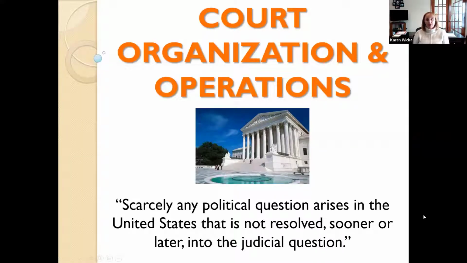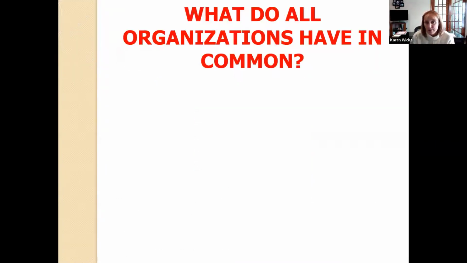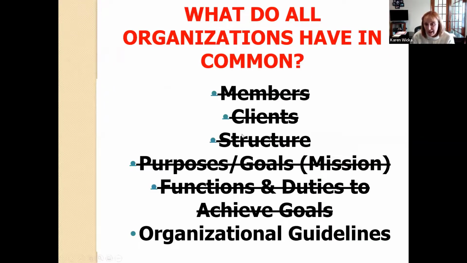Okay, so when we talk about courts, in the last class, we talked about their organization and their structure. So we went through all of the main requirements, all the different parts of an organization, and we talked about how each of those fit into the different parts of the court, okay? So we went through each of these: members, clients, structure, purpose, function, duties, and goals. So those are the ones that we talked about. So the last thing that we have to talk about this week are what we call organizational guidelines, okay?